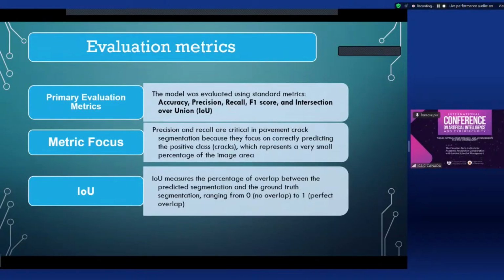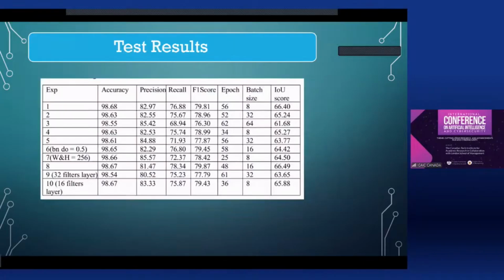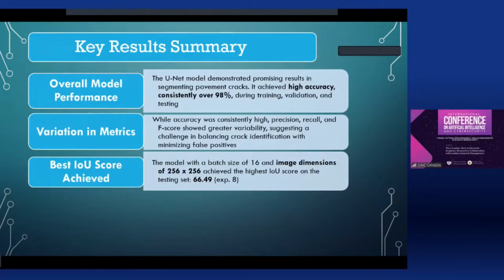But precisely for this problem, precision and recall are very important, as they focus on correctly predicting the positive class, which is the cracks, which represent a very small percentage of an image. An even more important metric is intersection over union. It measures the overlap between the predicted and the actual image. These are the results from the experiment with various parameters summarized in this table. Because of time, I'll just go through the key summary.